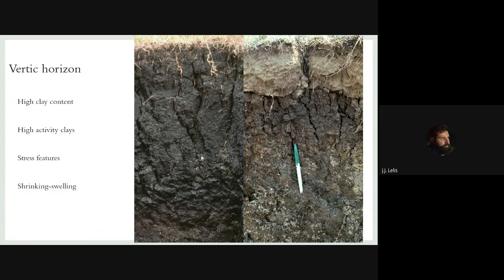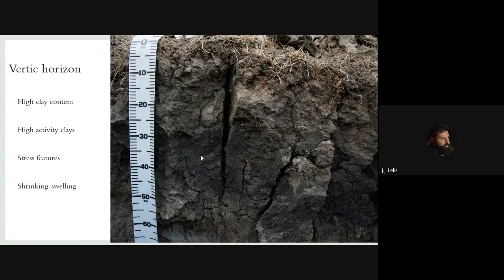This variation of volume of the clays produces a lot of stress features, and we can see these stress features in the vertic horizon. Here is another picture that shows these cracks. You can see they are very large cracks. We can easily put our hand here. They usually produce a wedge-shaped structure and prismatic structures like these ones.